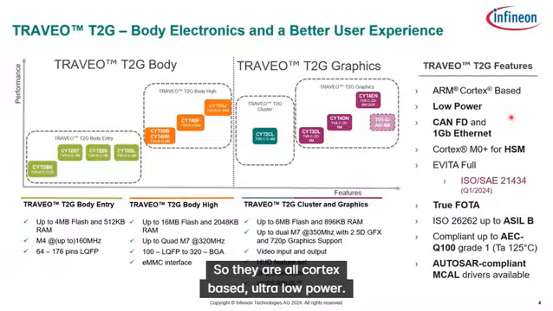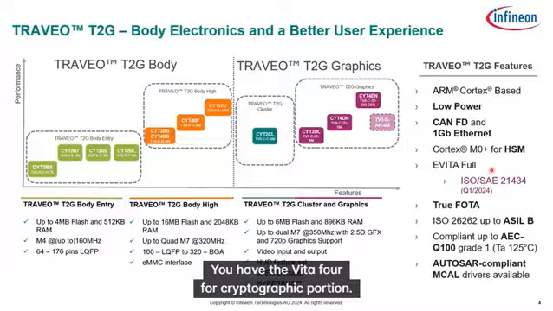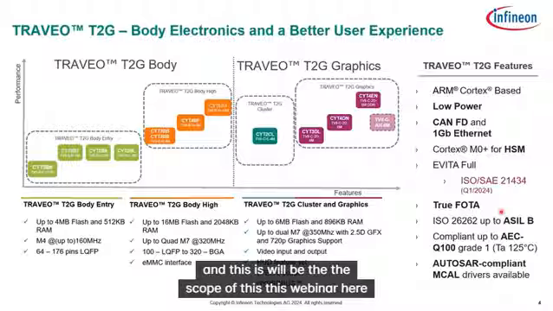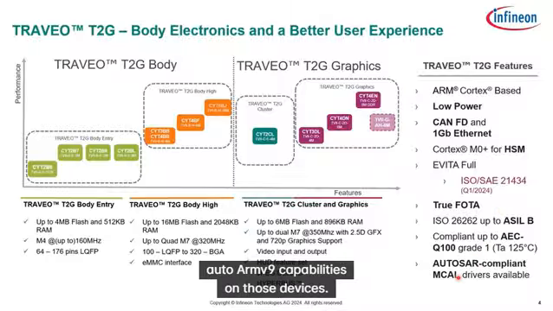So they are all Cortex-based, ultra low power. The top devices have CAN FD and gigabit Ethernet. You have the Vita Full for the cryptographic portion. You have true firmware over the air. You have up to ASIL-B, and this will be the scope of this webinar, where we'll be discussing how we can explore more the FuSa applications with ARM and all the compliance and AUTOSAR capabilities on those devices.